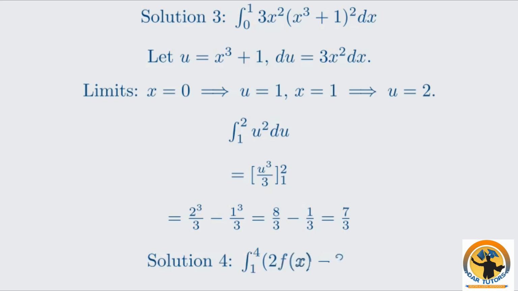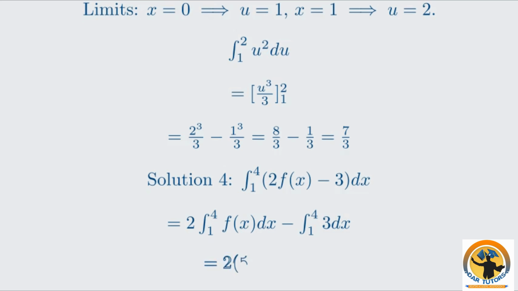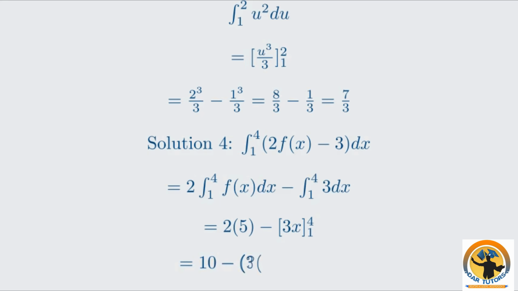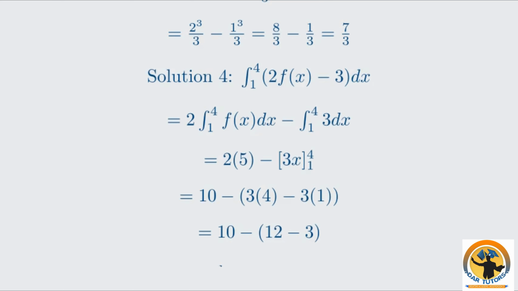For question 4, we use the linearity property. We split the integral into two parts. The first part is 2 times the integral of f of x, which is 2 times 5 or 10. The second part is the integral of 3, which is 3x. Evaluating 3x from 1 to 4 gives 9, so the total is 10 minus 9, which is 1.